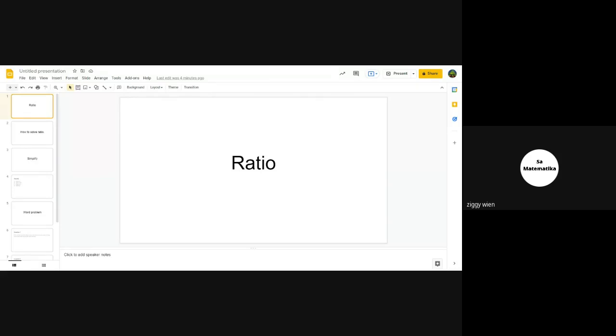Hello, today we will be discussing ratio, how to solve ratio. These are the basics. First we have simplify.